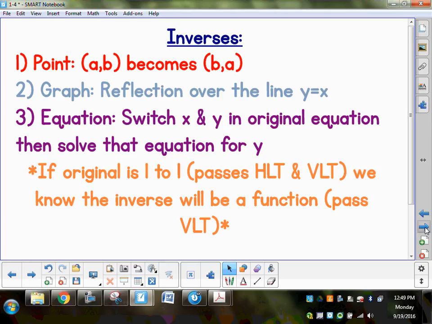If you're given an equation, to find the inverse of the equation, there's no gimmick. We'll show you the algebra and walk you through the process slowly in the beginning. But you take the x and the y in the original, you switch them, and then you solve for the y.